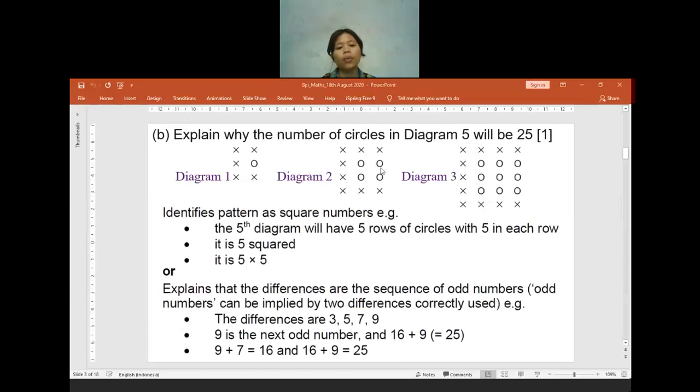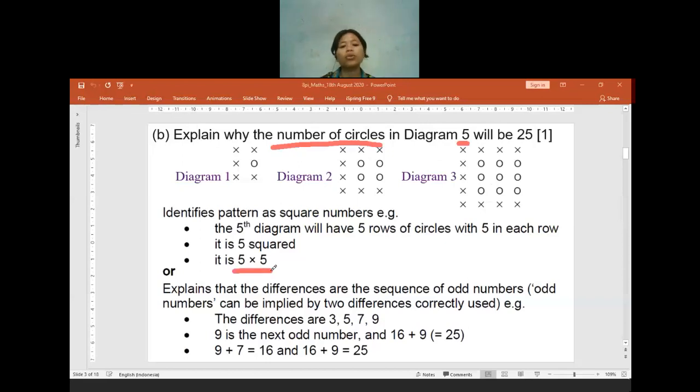Okay, so for question 1b, explain why the number of circles in diagram 5 will be 25. Because question b is asking for the number of circles, you can ignore the number of crosses first. So on the first diagram there will be 1 circle, in diagram 2 there will be 4 circles, and in diagram 3 there will be 9 circles. You can find the rule: 1 equals 1 squared, diagram 2 is 4 which equals 2 squared, diagram 3 is 9 circles, and 9 equals 3 to the power of 2. So it means later in diagram 5 we can do 5 to the power of 2, or 5 squared.